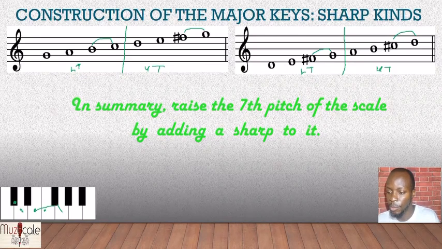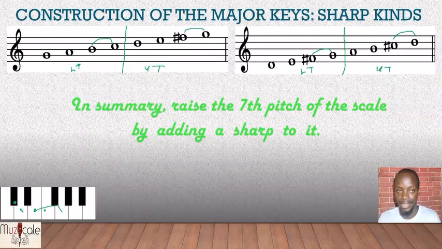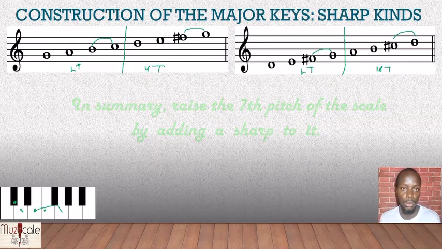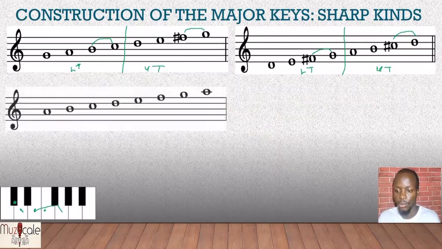So what is the name of this key? The name of this key is D major, because D is the first pitch in this scale. So it's D major scale. D major scale has 2 sharps. G major scale has 1 sharp, right? Now let's go to the next one.